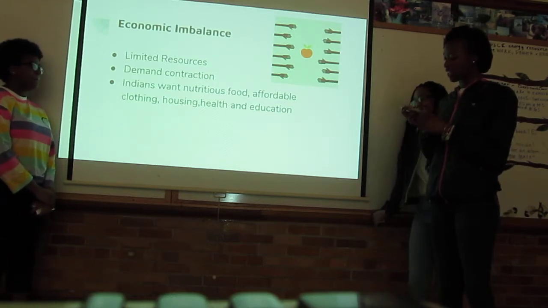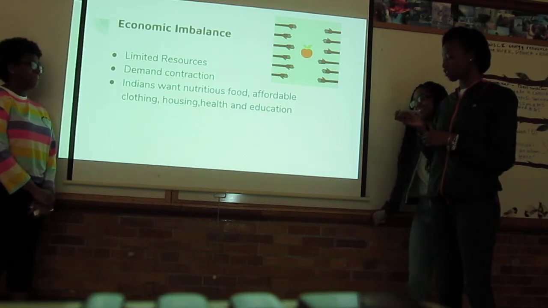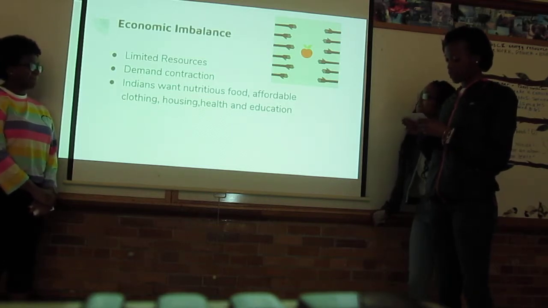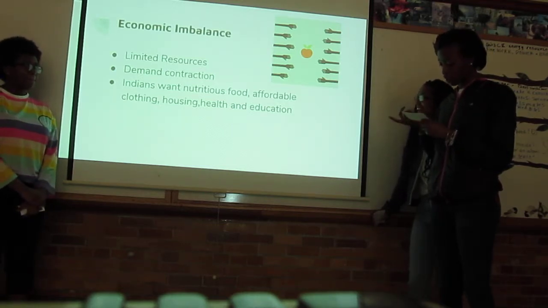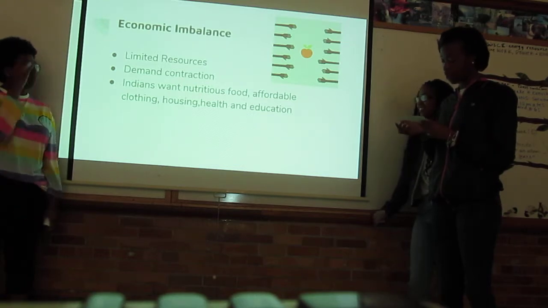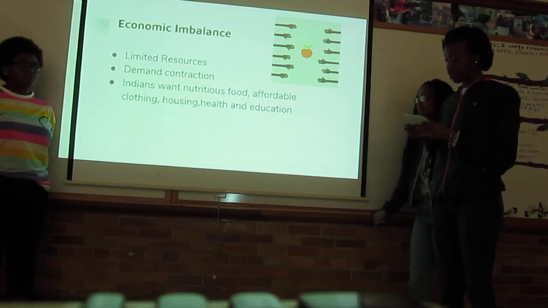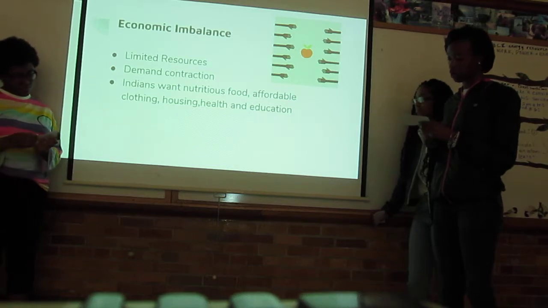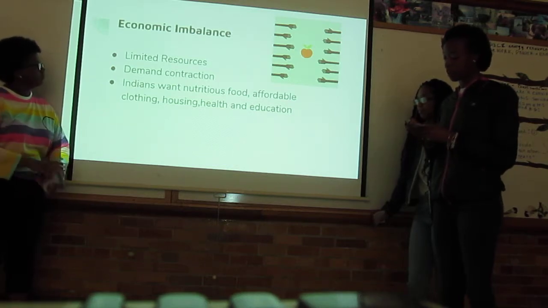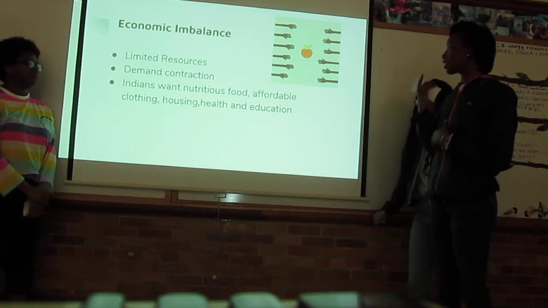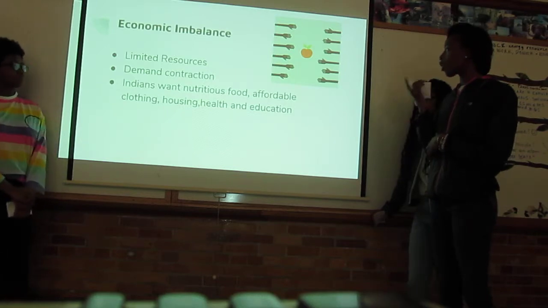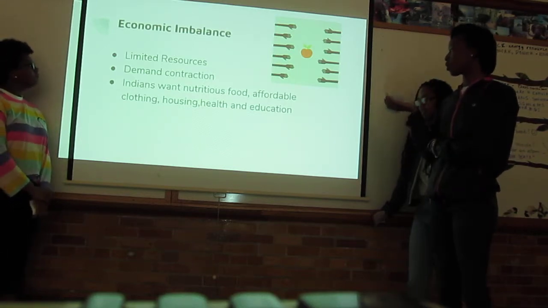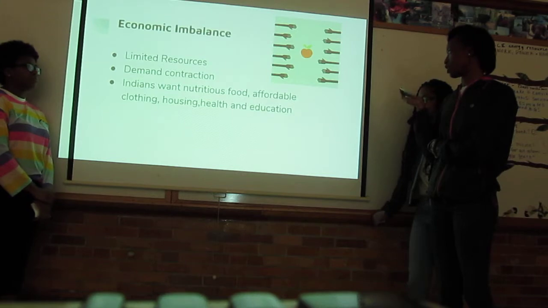And the lower caste can't afford the products in the country because they receive minimum wage. For example, in the markets and farming, the bank sales are going down. So it causes the price of the products to rise, which the lower class can't afford, which will lead to demand destruction. And the Indians want nutritious food, affordable clothing, housing, health, and education.